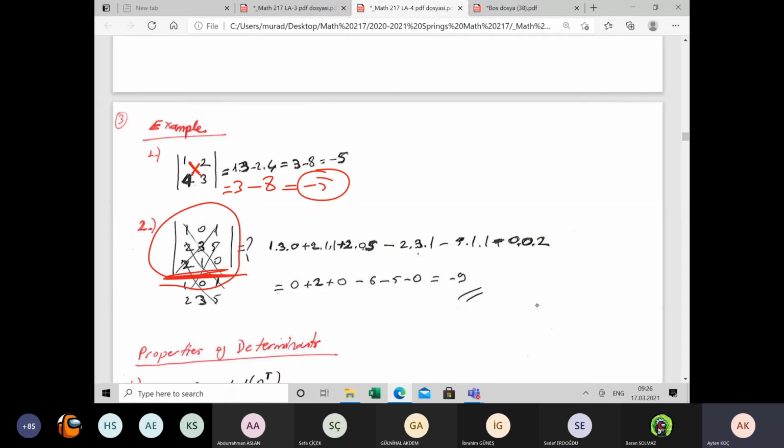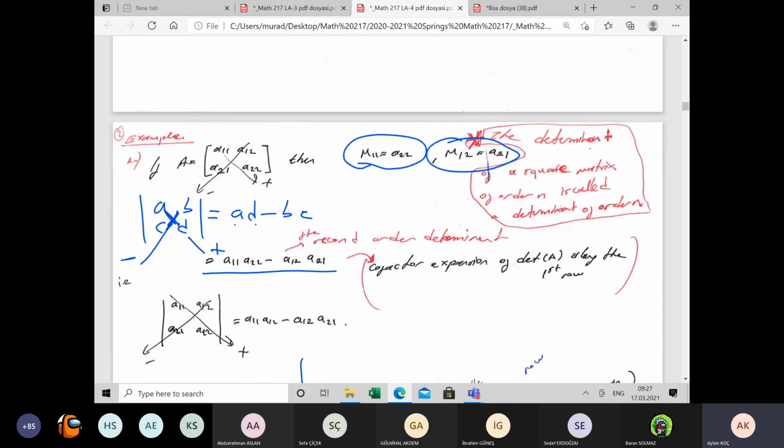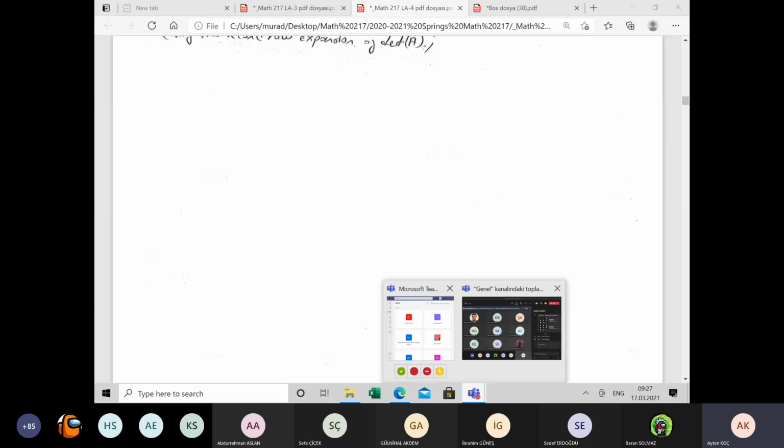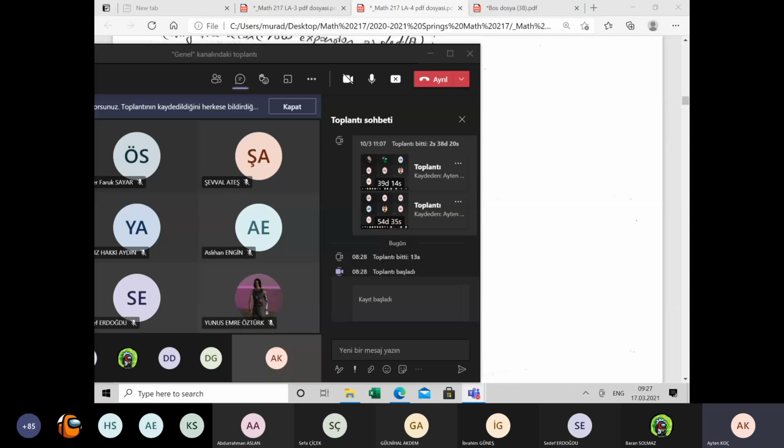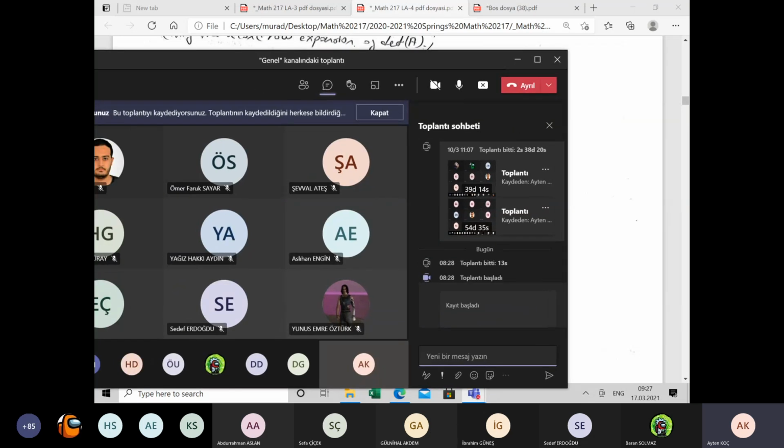And let's give an example, but don't use the Sarrus rule. But first of all, let's have a break, and then we will give the example of how to use this method for 3 by 3. Don't use the Sarrus rule. It's okay. And 10 minutes is enough, I think.